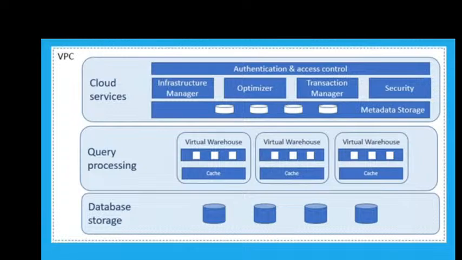In the query processing layer, virtual warehouses are the hardware component which processes the request. In a traditional database or data warehouse, you will have the CPUs, memories, and everything. A virtual warehouse is the hardware resources in your Snowflake, so you can't see those physical devices. I will show you how to create virtual warehouses and how it looks.